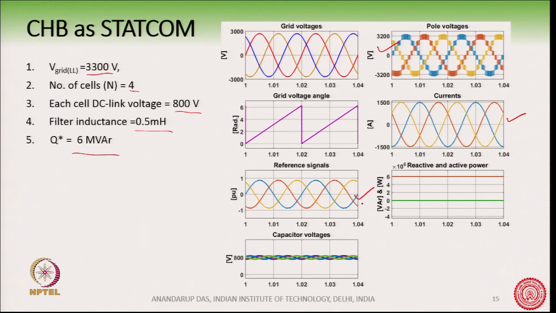Now, what is additional here is the capacitor voltages. You see the capacitor voltages are all getting stable at around 800 volt, okay, because the DC link voltage VDC star is set at 800 volt. That is what we have done. So, the capacitor voltages are all settled at 800 volt, and of course, we have given a Q star of 6 megavar. So, this is the 6 MVAR, and there is this P star here.